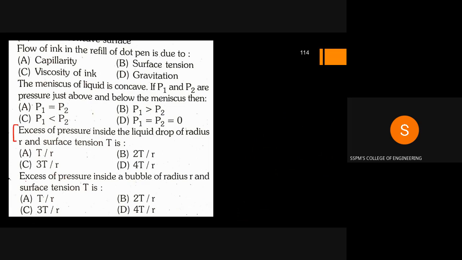These are two questions on the pressure inside the soap bubble and the pressure inside the drop. The excess pressure inside a liquid drop of radius R and surface tension T is 2T upon R, as we have just seen. And the excess pressure inside a bubble of radius R is 4T upon R. So remember these two formulae: for drop 2T upon R, for bubble 4T upon R.